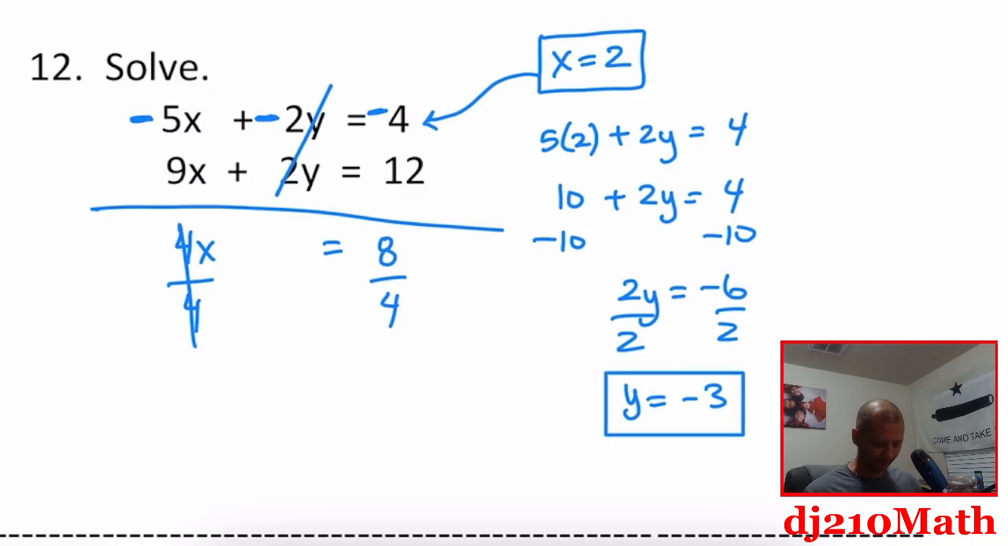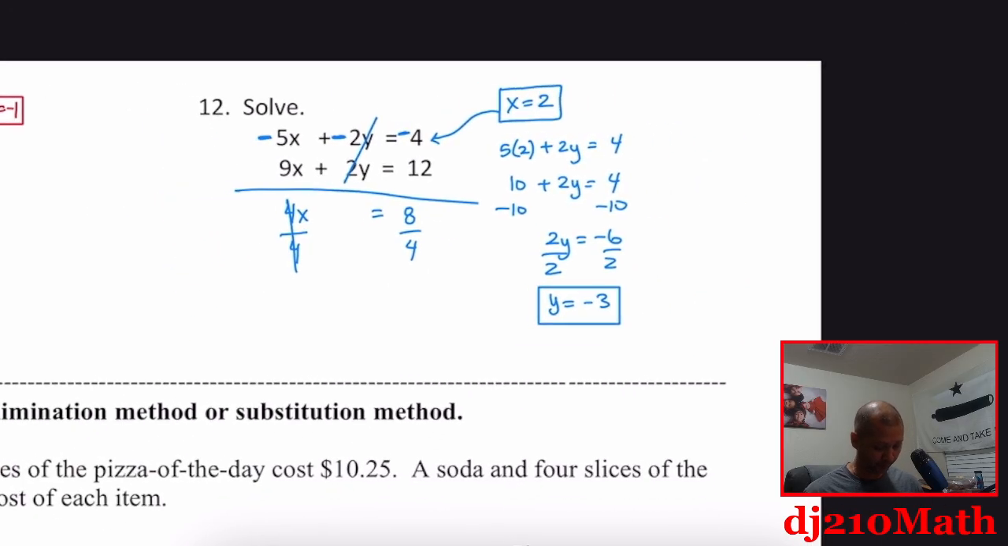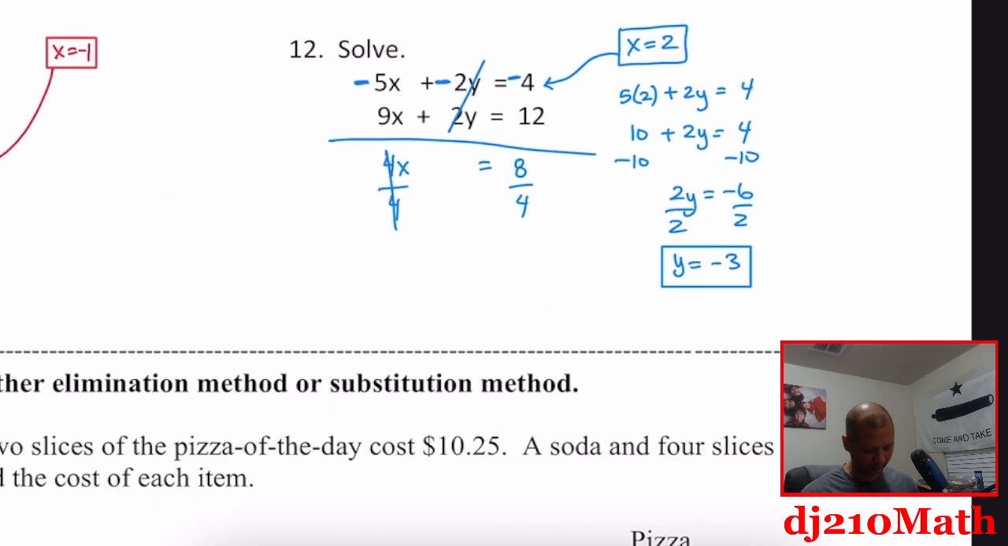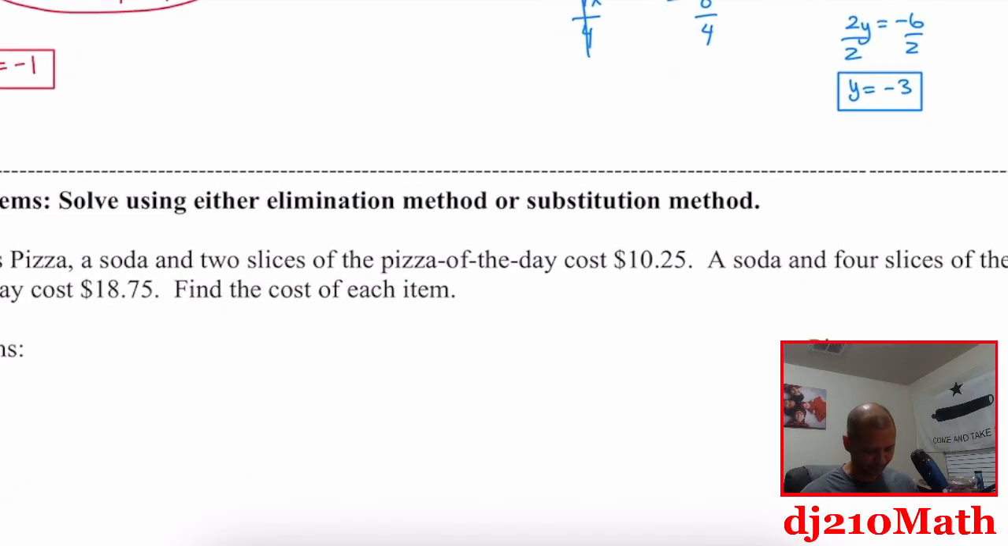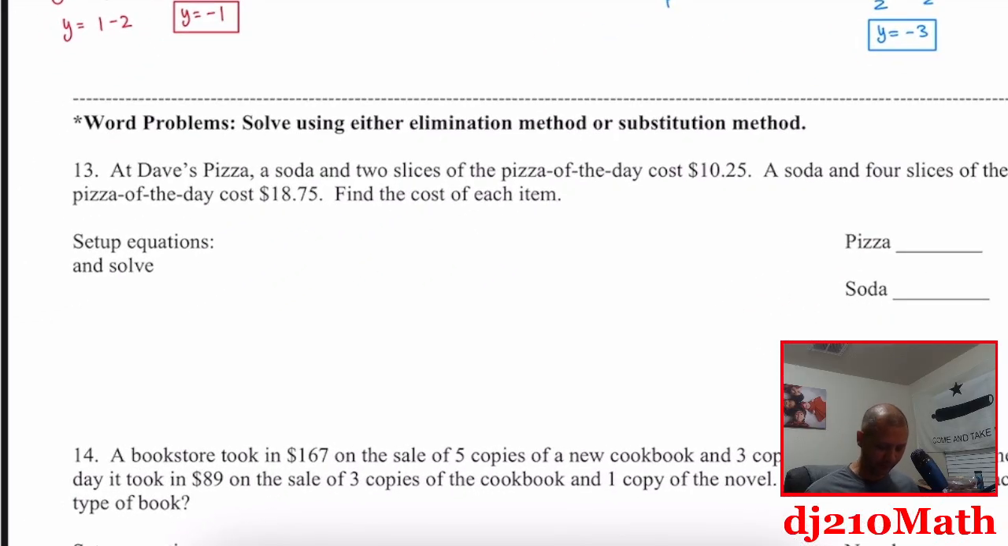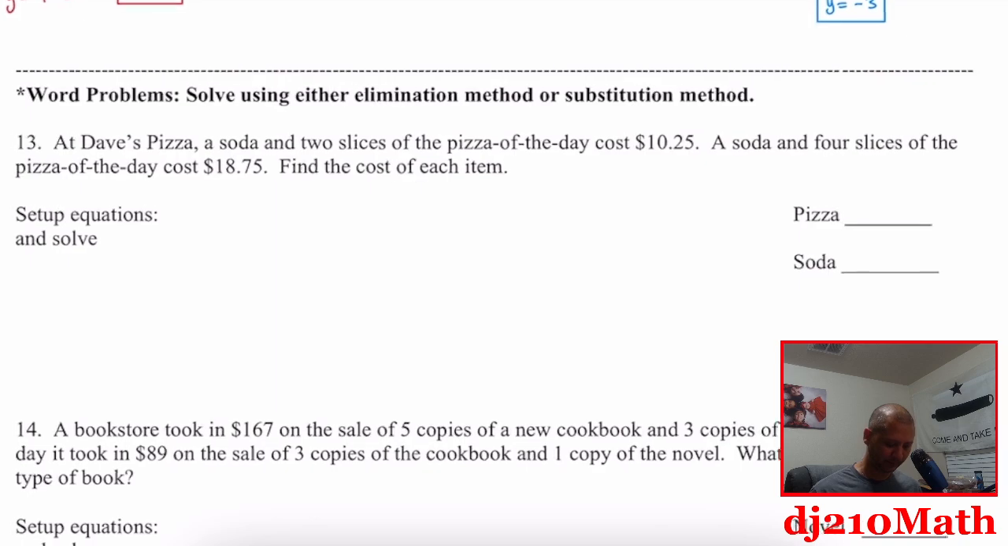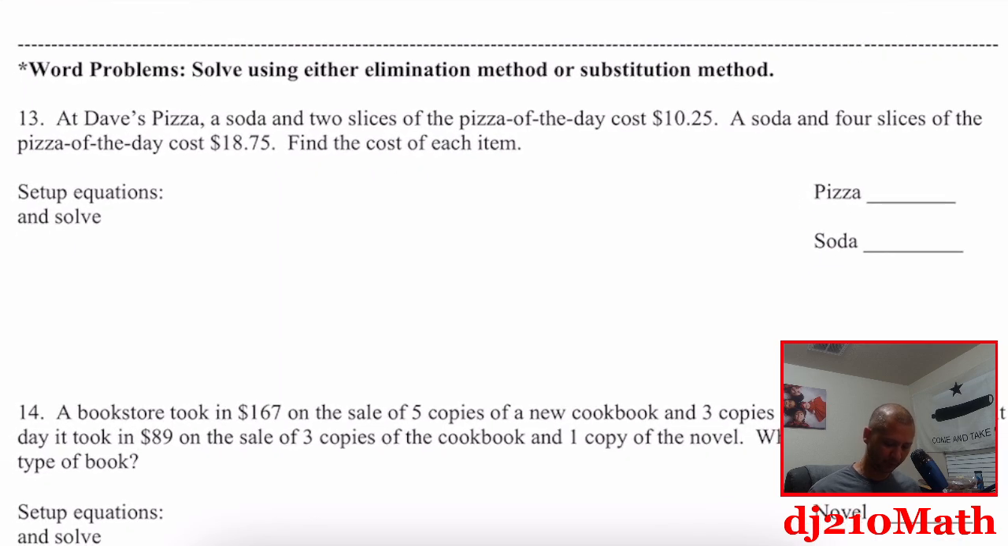Okay. Those are all of the solving systems. So now let's see a word problem. All right. Dave's Pizza, a soda and 2 slices of pizza costs $10.25. A soda and 4 slices of the pizza of the day costs $18.75. Find the cost of each item.